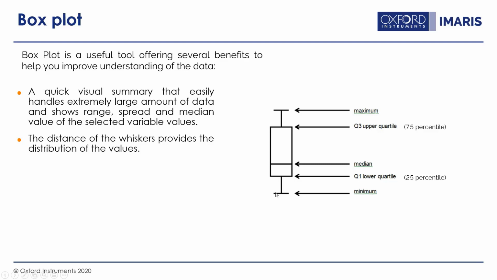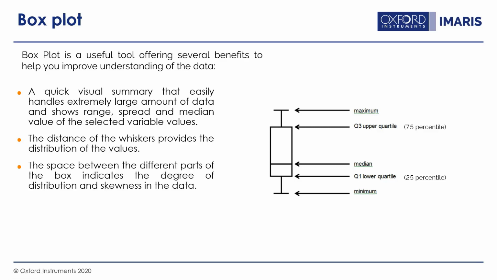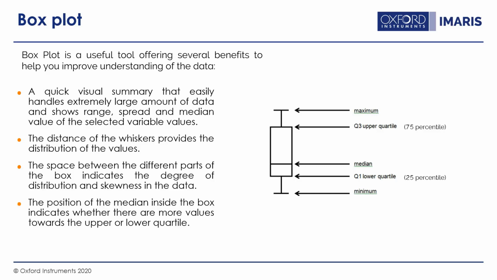So the distance of the whiskers provide the distribution of the values. The space between the different parts of the box indicates the degree of distribution and skewness in the data. And the position of the median inside the box indicates whether there are more values towards the upper or lower quartile, Q1, Q3.